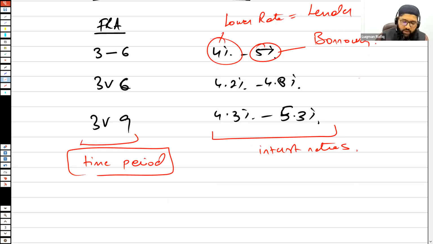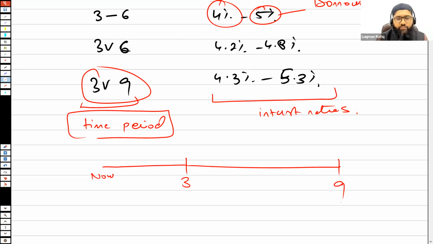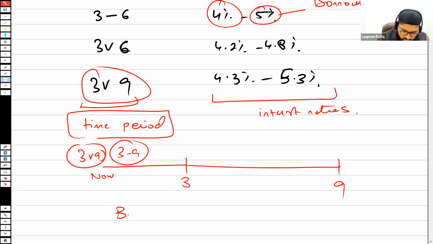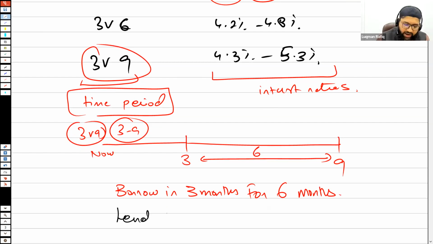Now let's move a bit forward. When we talk about this 3-9, 3v9, 3v6, and so forth, this means 3 months, this means 9 months. So basically, what does this 3v9 or 3-9 FRA mean? That you would borrow in 3 months for 6 months. Or you would lend in 3 months for 6 months.